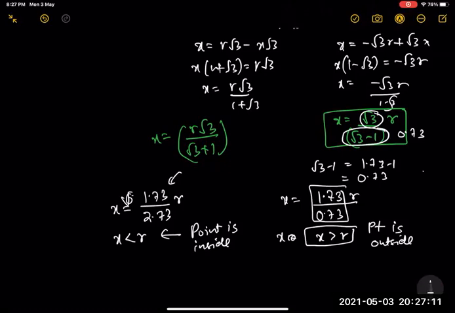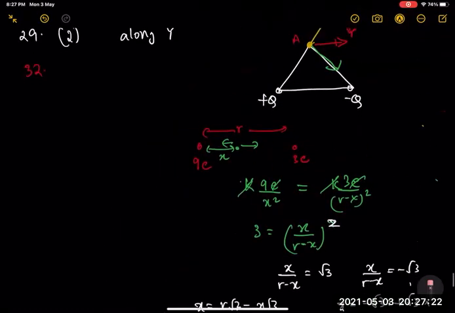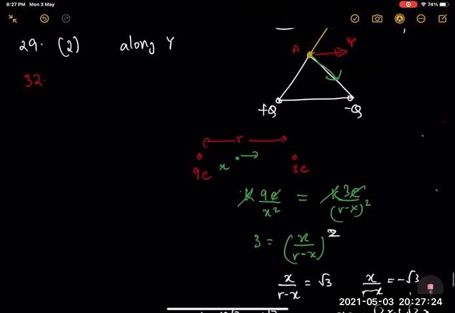Okay, all of you have understood why I have written point is inside and point is outside. Does everyone understand? I said that x is the distance from here. So if x is greater than r, of course the point will go outside, right? Understood? That's why.